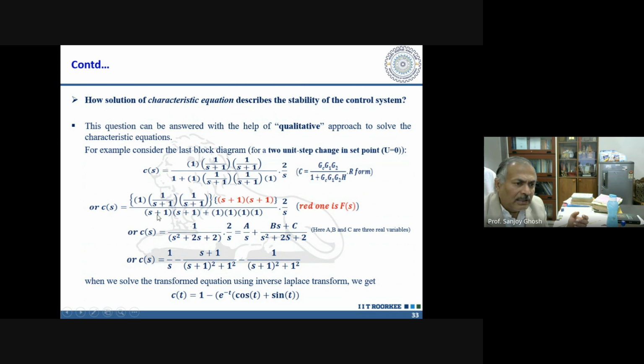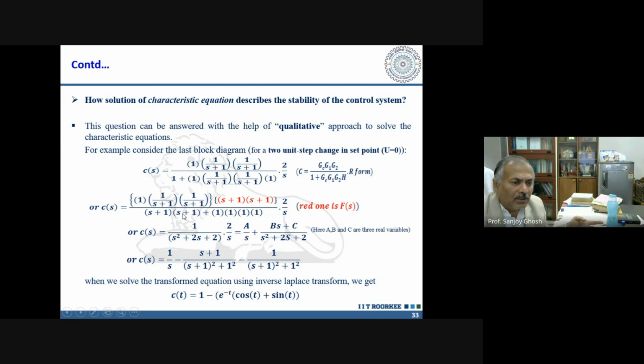Okay. Now, if you have this equation, now this one is S plus 1, S1 will cancel. So what will remain on top? Look, this S plus 1 and this S plus 1 cancel. Then on top will remain 1, and if you multiply this one, S square plus 2S plus 1 plus 1 here, so 2. So S square plus 2S plus 2. This is a simple equation. And then this will be 2 by S. Or if you say 1 unit step change, it is 1 by S.